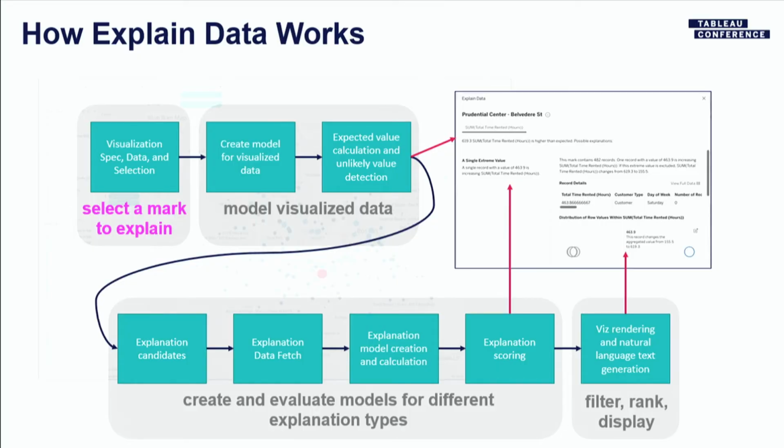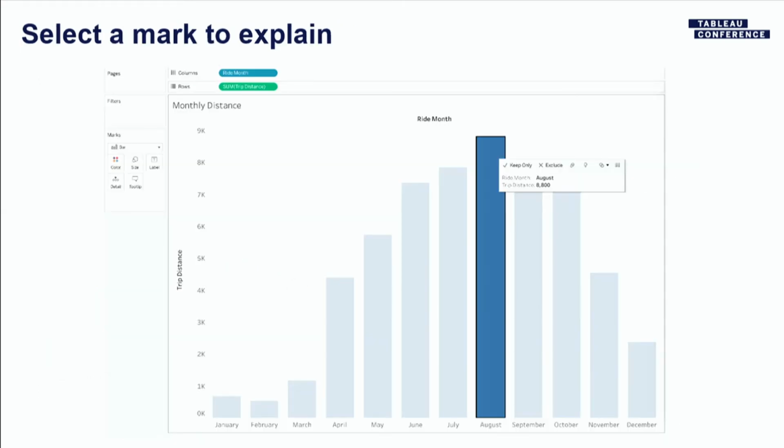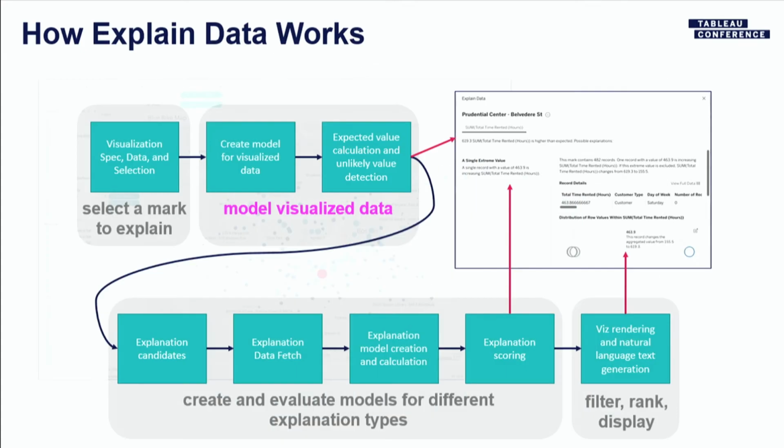So the first thing that you're going to do, as Richard showed you, is select a mark to explain. So going back to this bike share example, let's say we want to know, why did people ride so much in August? So we're going to select that mark. And the next thing we're going to do is model the visualized data, and calculate expected values and how unlikely this mark is.